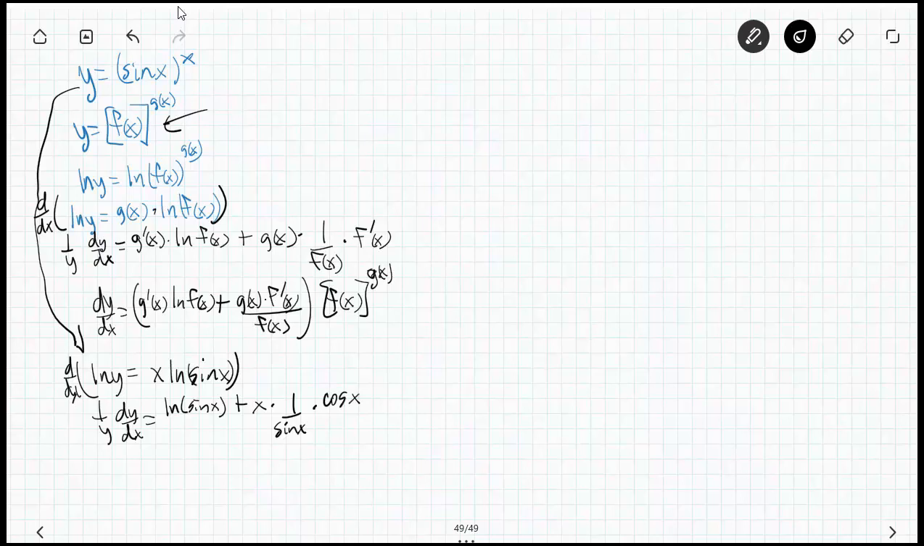Then I multiply through by my y, and I clean up as I go. So I know that dy over dx, after I multiplied through by y, is equal to the natural log of sine of x, plus, now I can even get tricky here. I know that cosine of x over sine of x is cotangent of x. So I can write this as x cotangent of x, right? All I did is algebraically manipulate this.